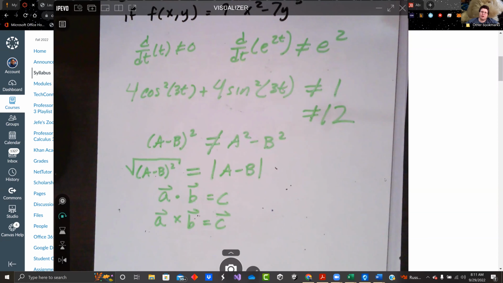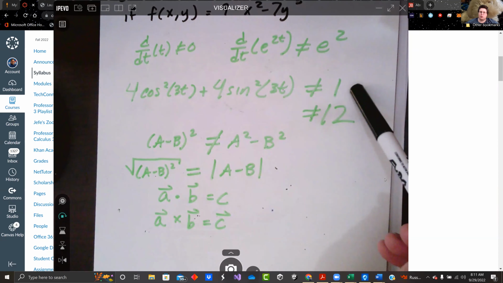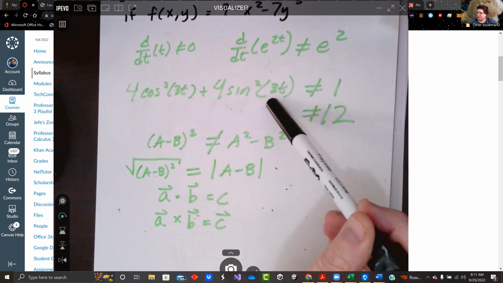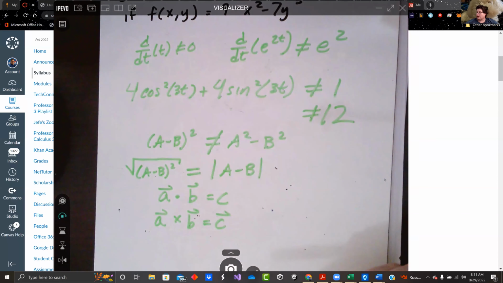So here's a few common mistakes I saw yesterday. When I say common, I saw them more than one time. The derivative of t is non-zero. The derivative of e to the 2t, we don't just dump the t. When we have something like this, the 4 doesn't magically disappear and just make this 1. And when we do the cosine squared, we don't pull the 3 out and multiply it by the 4. That doesn't work either.